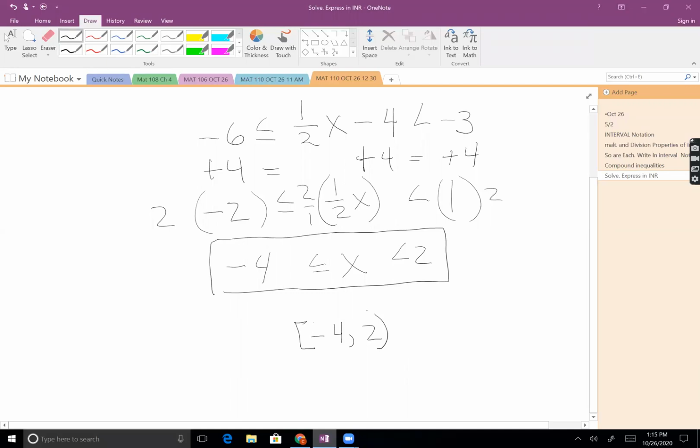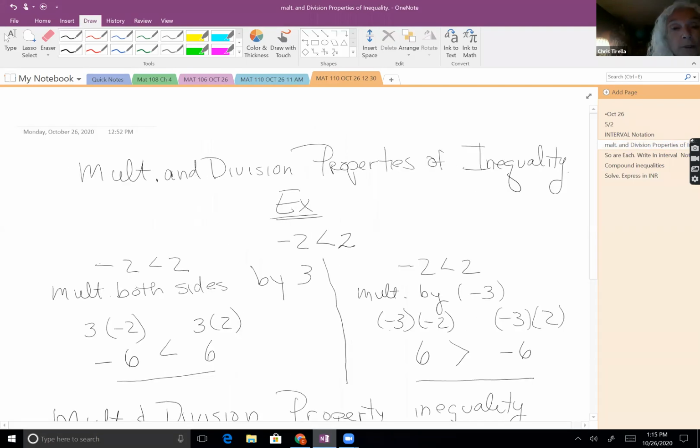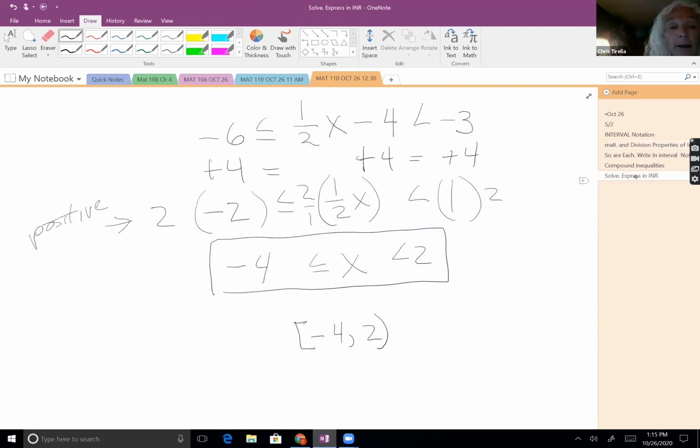I thought you flip the inequality signs if you multiply. Only if you multiply or divide by a negative. Because that 2 is positive, the direction stays the same. Let me go back for a minute. Remember when we were looking at numbers, we had this inequality, and when we multiplied by 3, they stayed the same. It was only when we multiplied by the -3 that it changed. So it only changes if you multiply or divide by a negative. If it's positive, they stay the same.